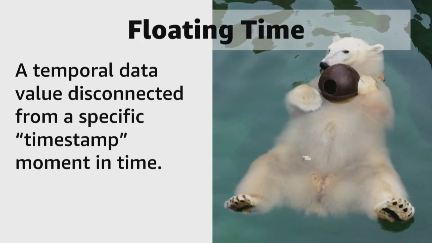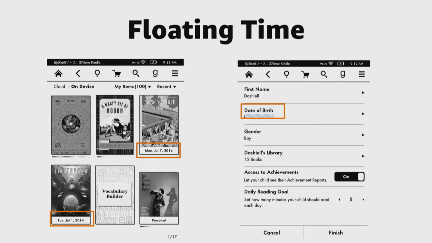There's one other time I need to talk about. Besides field-based and incremental, there's a kind of time called a floating time. That's a temporal data value disconnected from a specific timestamp moment in time. And by disconnected, I don't mean totally dissociated, but there's not an incremental time that completely represents that moment. And you may be having a hard time visualizing it, so let me give you some examples. The publication date of a newspaper or a magazine or a periodical is a floating time because it doesn't care what time zone you're in. It doesn't change its field values.